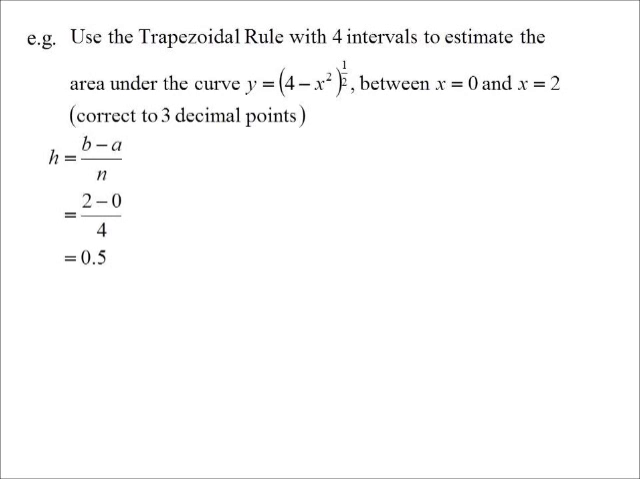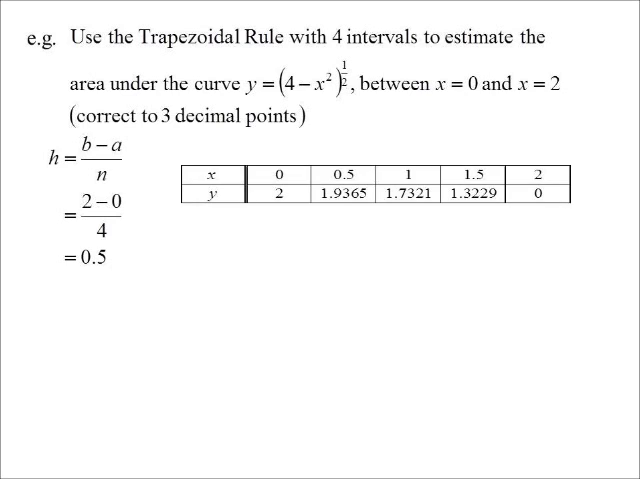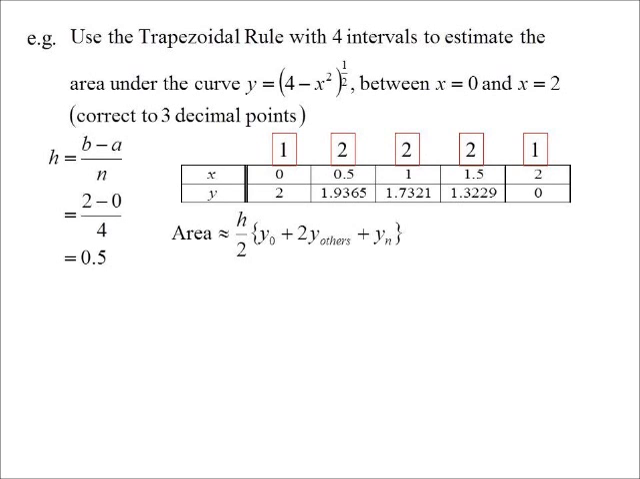Sometimes they say intervals, sometimes sub-intervals, sometimes strips, and sometimes trapeziums. There's my table of values that are filled in. Now, there's my formula, y0, 2y others, yn. So I don't get confused as to which ones to multiply, above my table of values, I like to remind myself, okay, the end ones I'm multiplying by 1, and all the ones in the middle I'm multiplying by 2.